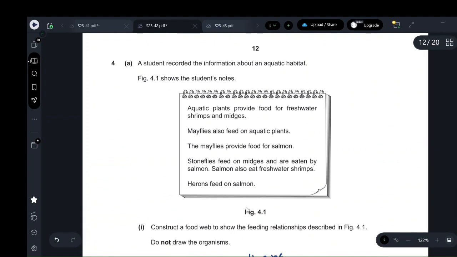Question 4. A student recorded the information about an aquatic habitat. Aquatic means underwater. Aquatic plants provide food for freshwater shrimps and midges. Mayflies also feed on aquatic plants. He gave me the food web and he wants me to draw it. Construct a food web. Let's start with the first sentence. Aquatic plants provide food for shrimps and midges.